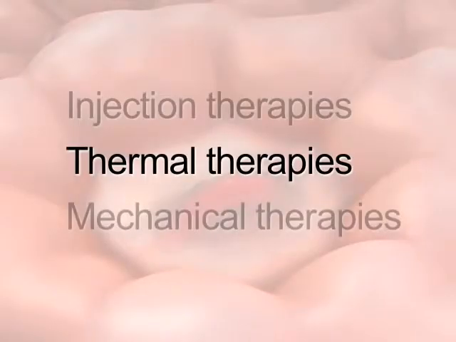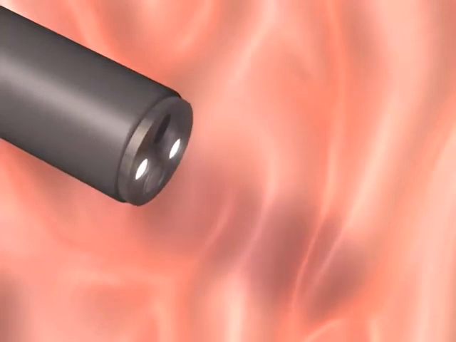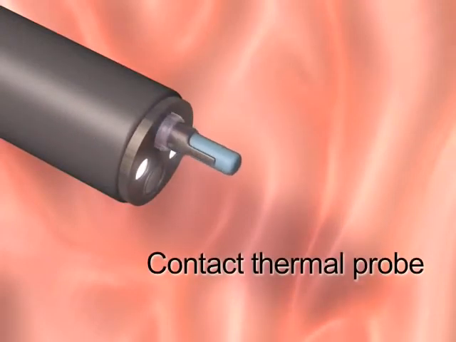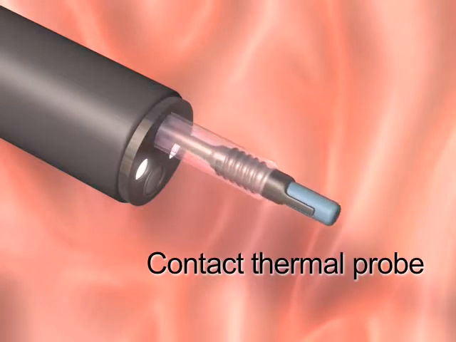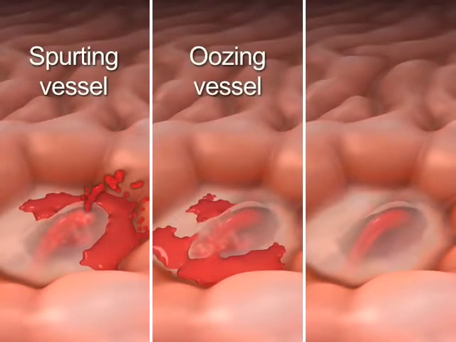Thermal therapies use either contact methods, such as multipolar electrocoagulation or a heater probe, or non-contact methods, such as argon plasma coagulation. This animation demonstrates the use of a contact thermal probe. A large 10 French probe is recommended that has been placed into the working channel of a large single-channel or double-channel therapeutic endoscope.